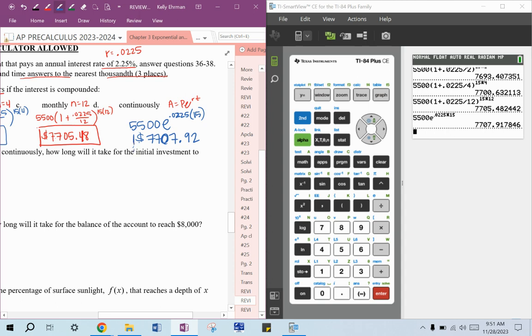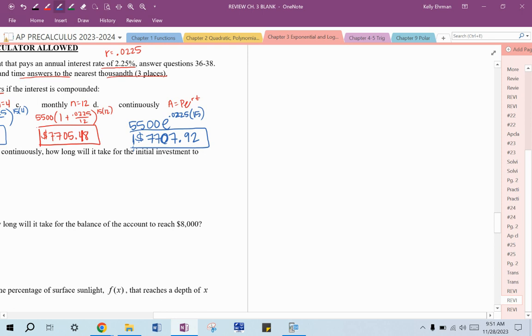If you ever notice that your answers are wildly different from one to the other, there's probably a typo happening, or maybe you have something wrong with the formula. So definitely pay attention to your answers.